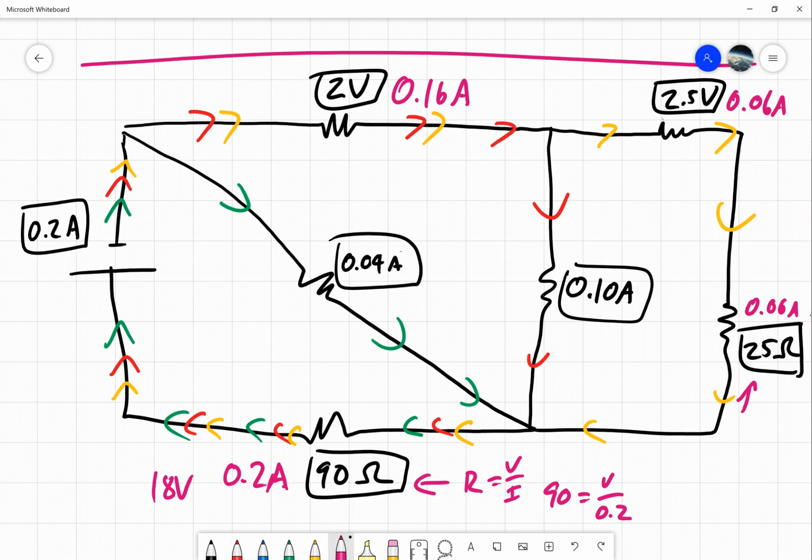I'm going to do the same thing right here. And what I'm going to see is when yet again, I plug in R is V divided by I. I've got a resistance of 25 ohms, an unknown voltage, and a current of 0.06 amps, which means my voltage in this case is 1.5 volts.